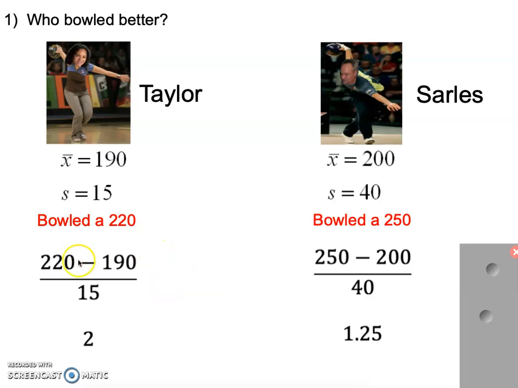So looking at Taylor's 220, that is 30 above her mean, which is actually 2 standard deviations. So what does the 2 represent? Taylor bowled 2 standard deviations above her mean, whereas I only bowled 1.25 standard deviations above my mean.